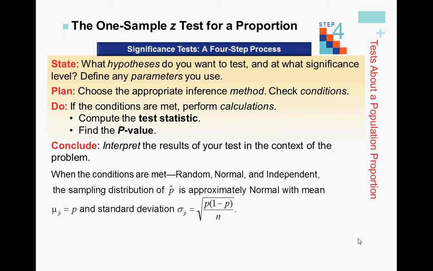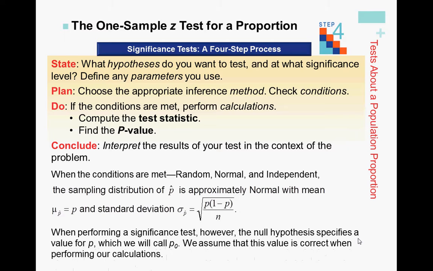So when conditions are met, R and I, random, normal, and independent, the sampling distribution of p hat is approximately normal with a mean of p and a standard deviation of things we've worked with before. Square root of p times 1 minus p all over n. Okay, and that's just a reminder of what I talked about earlier. We are using p naught, or the p from the null hypothesis, in our calculations. So we are assuming the null hypothesis is correct.